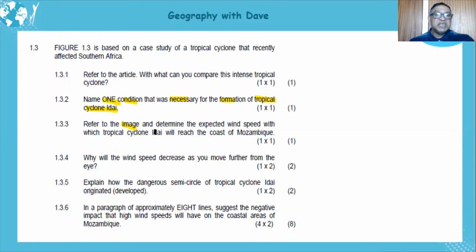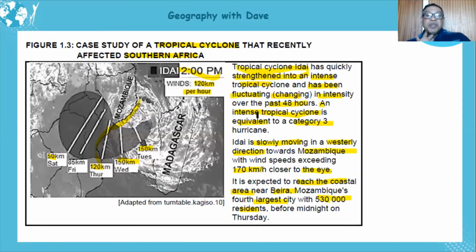Refer to the image and determine the expected wind speed with which tropical cyclone Idai will reach the coast of Mozambique. With what speed it will reach the coast of Mozambique. Remember the word coast now, learners. Let's go back here. All right, let's read. We did highlight the resource. And we see, oh, there's Mozambique written here.